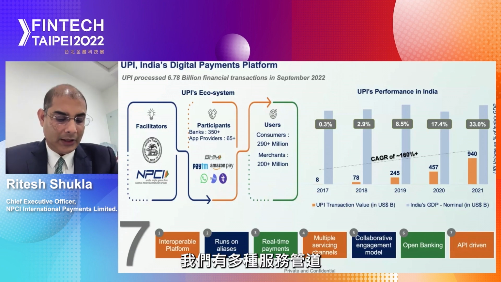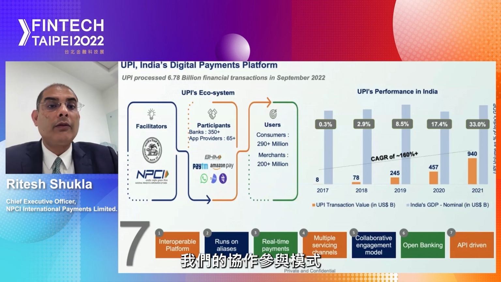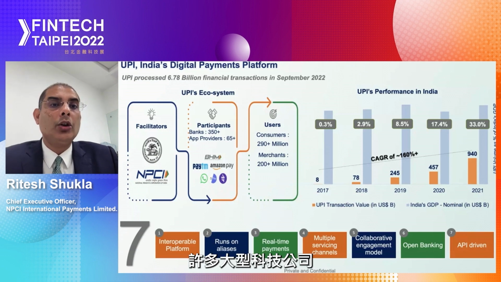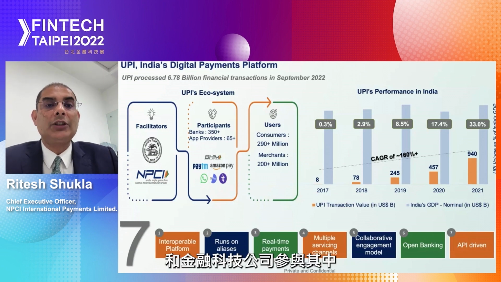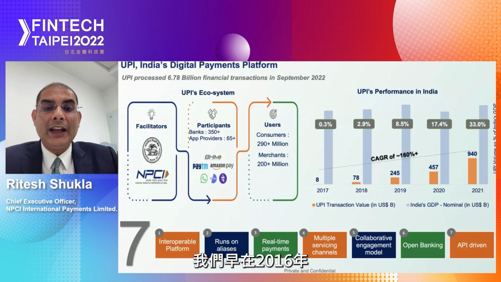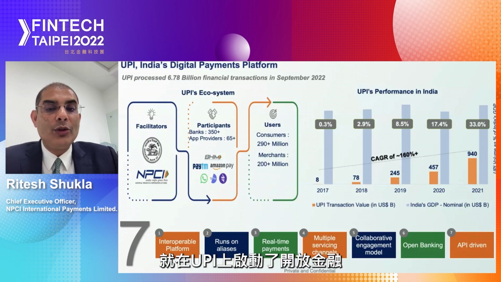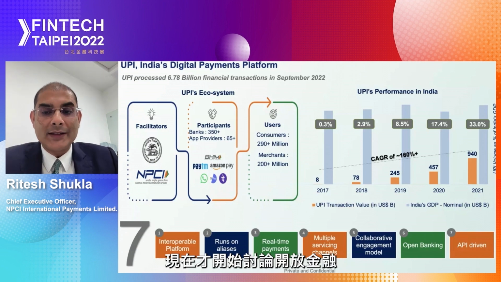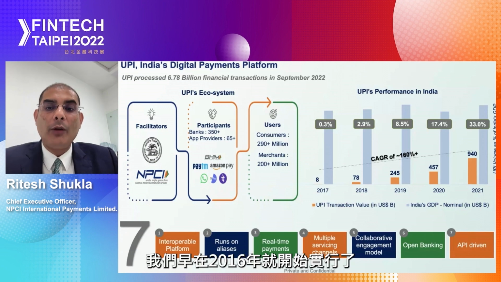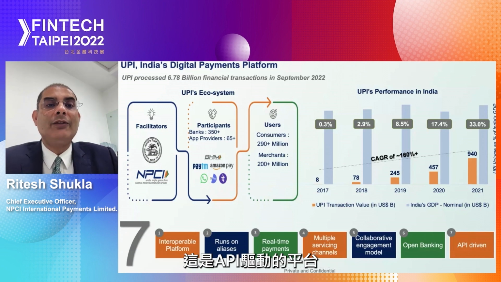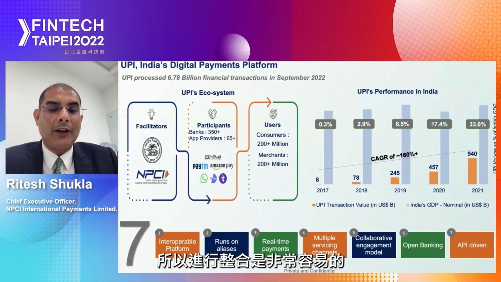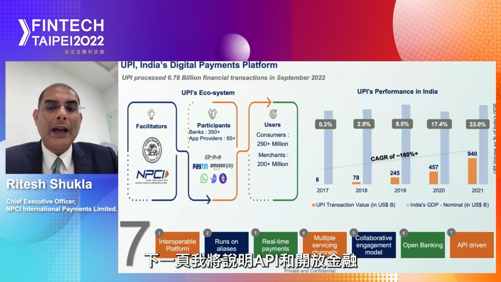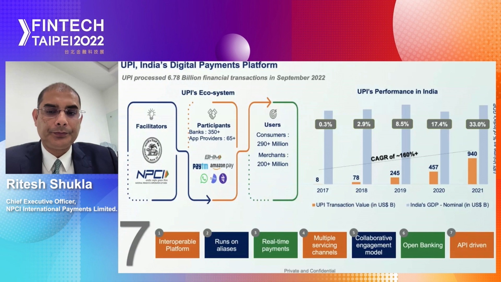We have multiple servicing channels. We have a very collaborative engagement model, which is enabling a lot of innovation by big techs, by fintechs. We have enabled open banking through UPI in India since 2016, while the rest of the world is talking about open banking now. We have been doing it since 2016. It's an API-driven platform, which makes it very easy for others to integrate with this platform. Now, I will talk about API and open banking in the next slide, please.